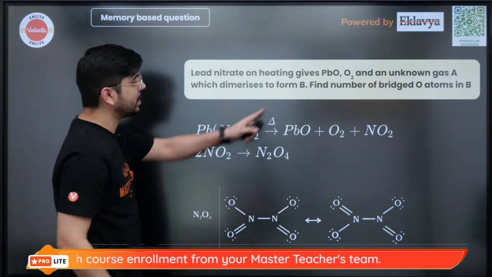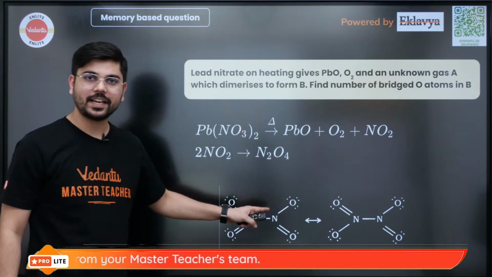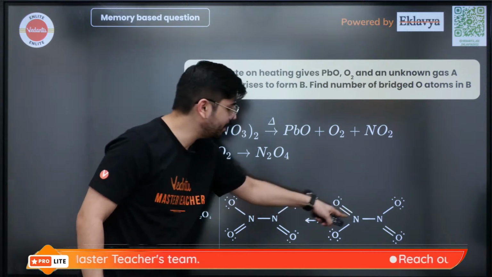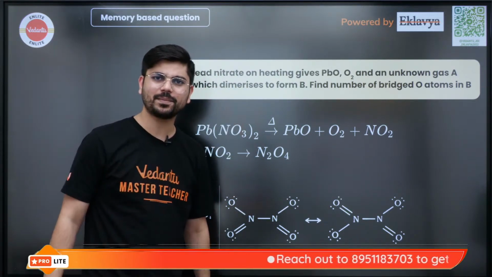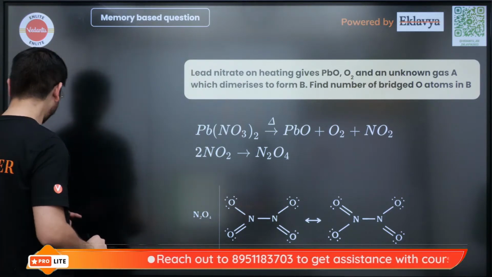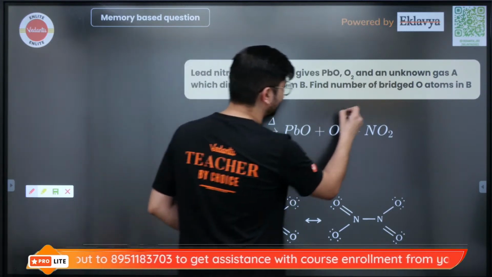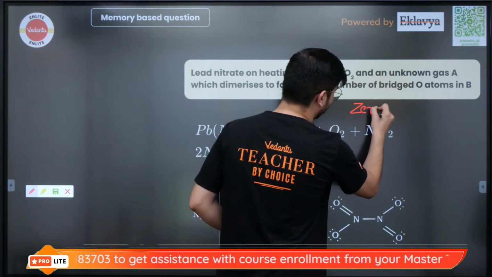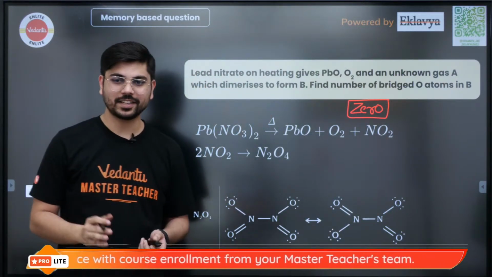The question was, find the number of bridged oxygen in B. Is there any oxygen which is in between them, which is acting as a bridge? Is there any oxygen atom? Tell me. There is none. 0 was the answer to this question.